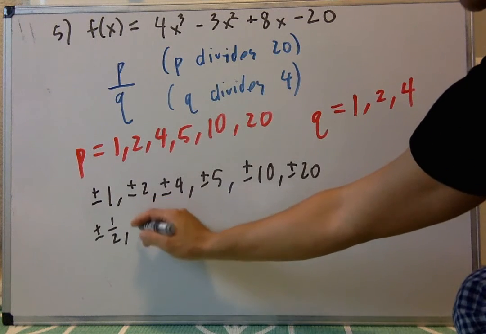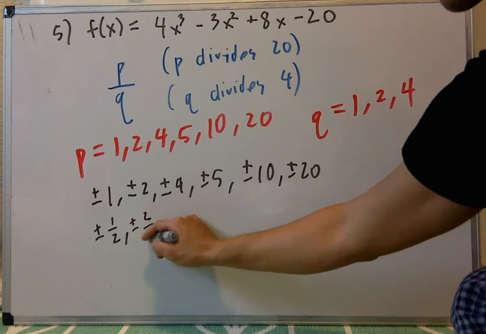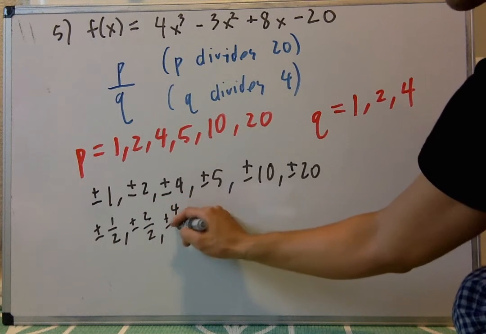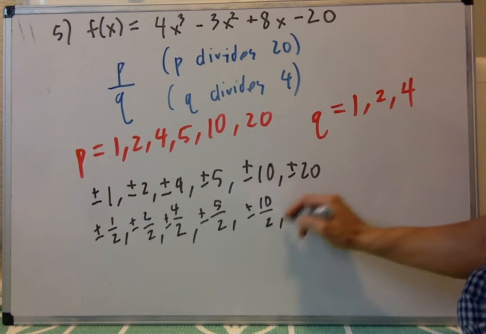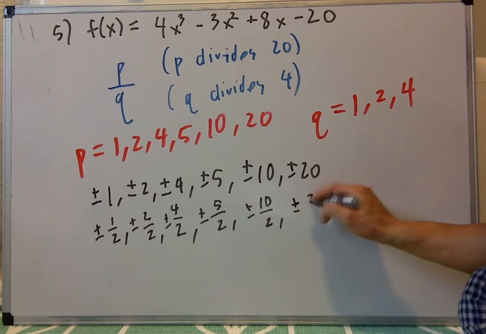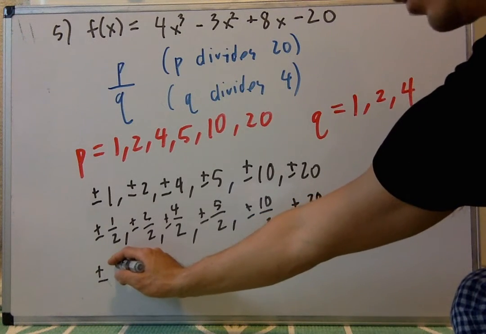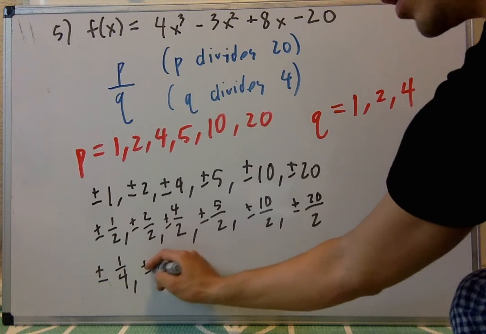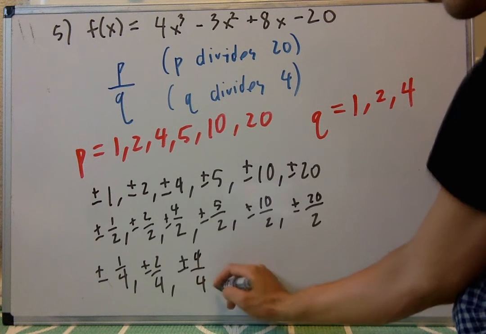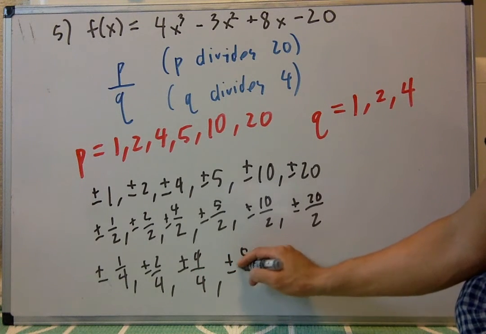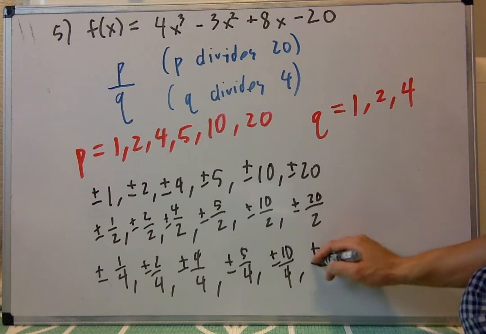But actually, just to make it simpler, I'm not going to skip it for now. I'll just cross it out after. So 2 over 2, plus or minus 4 over 2, plus or minus 5 over 2, plus or minus 10 over 2, plus or minus 20 over 2. Okay, then do the same thing for the last one. So plus or minus 1 over 4, plus or minus 2 over 4, plus or minus 4 over 4, plus or minus 5 over 4, plus or minus 10 over 4, and plus or minus 20 over 4.